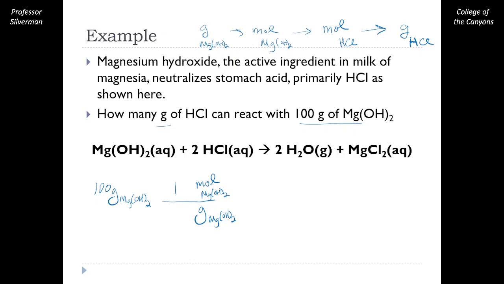This first conversion we can set up canceling out grams, getting to moles. If we have 1 mole of this magnesium hydroxide, how heavy is that? We need to use the periodic table to find our molar mass.